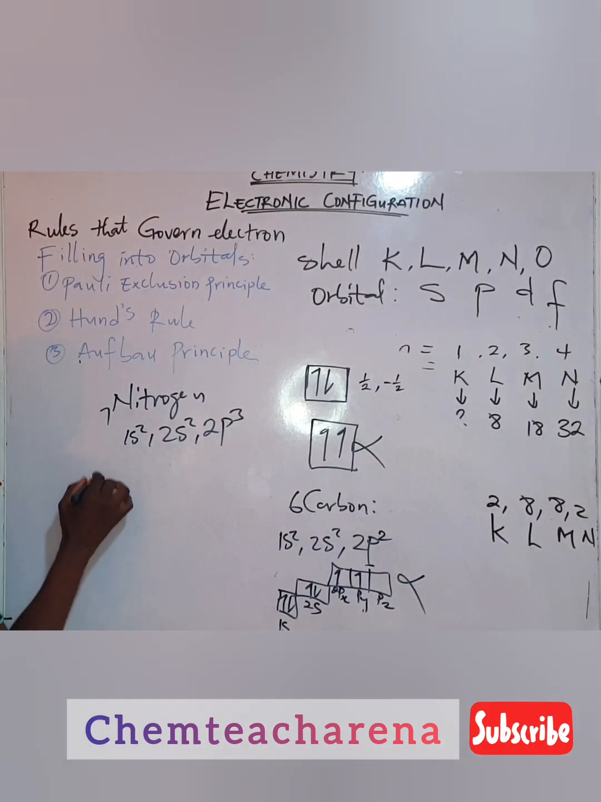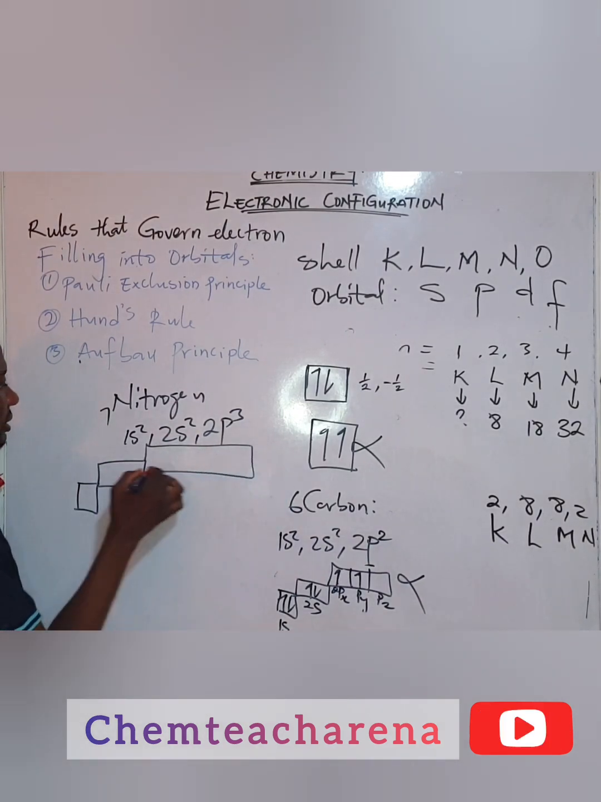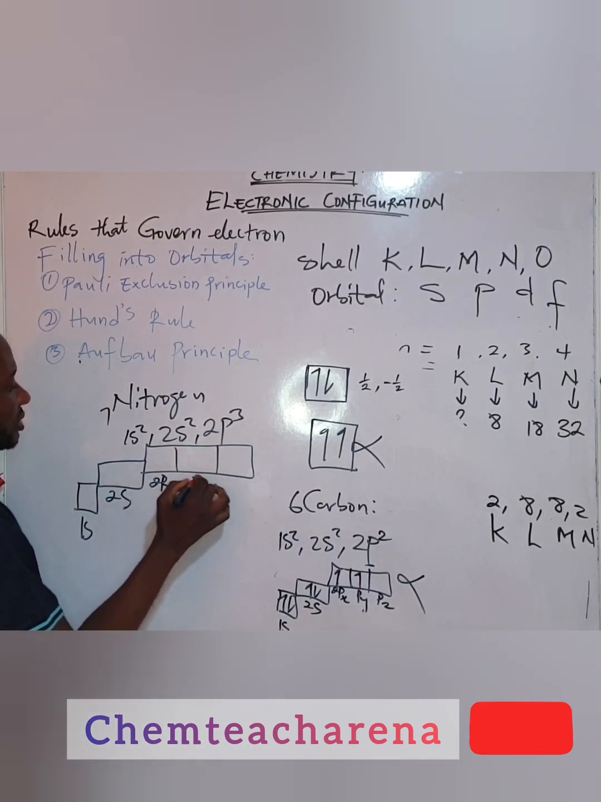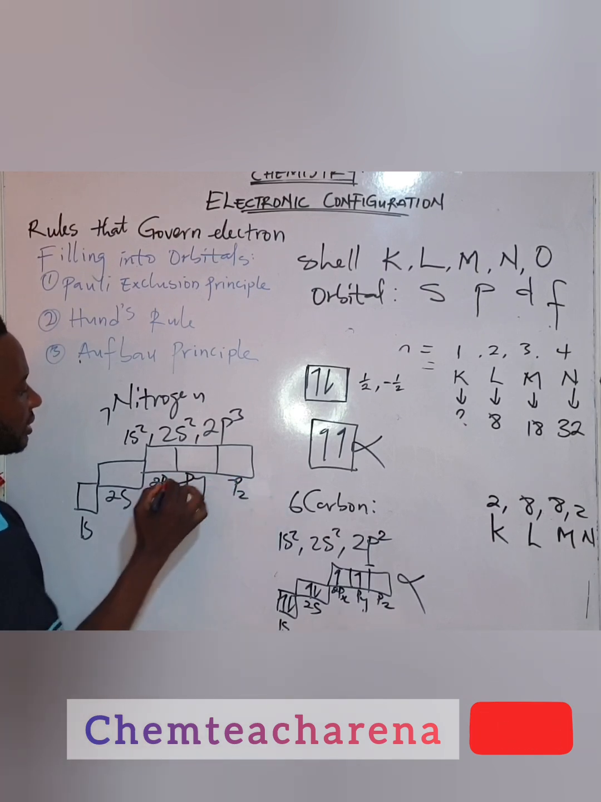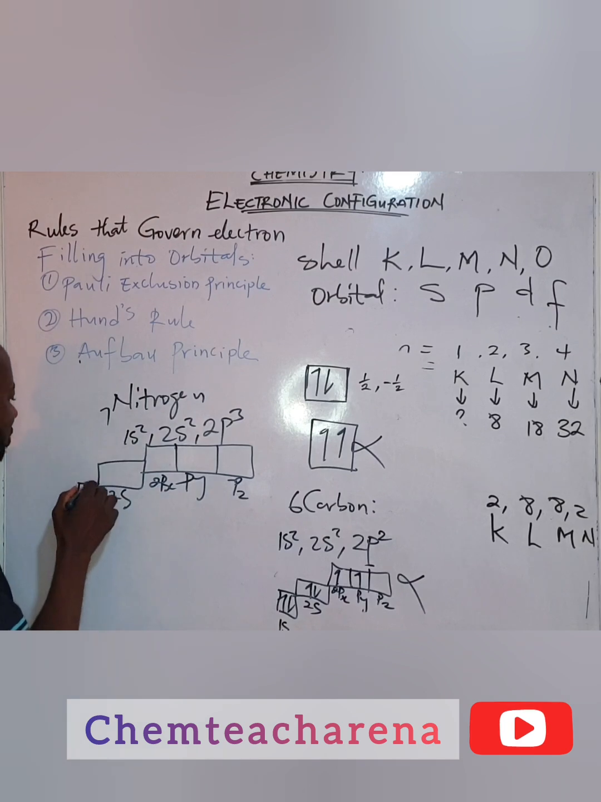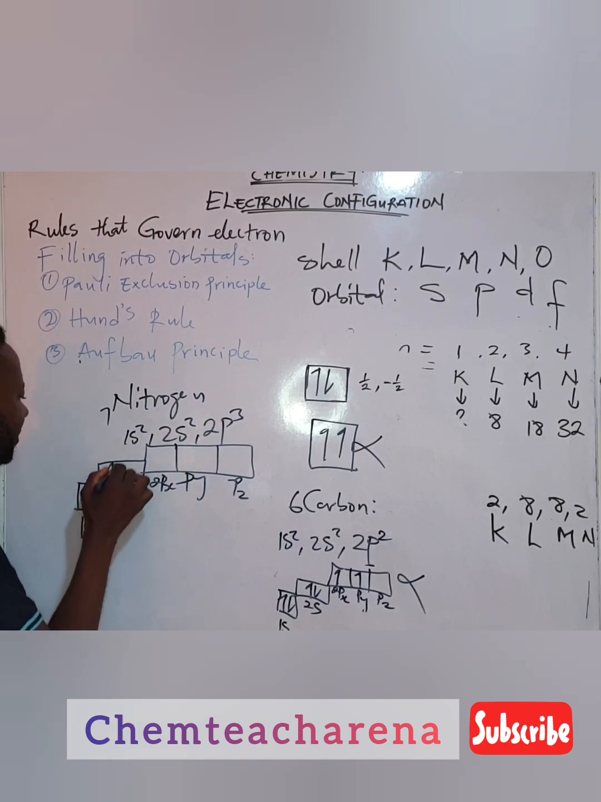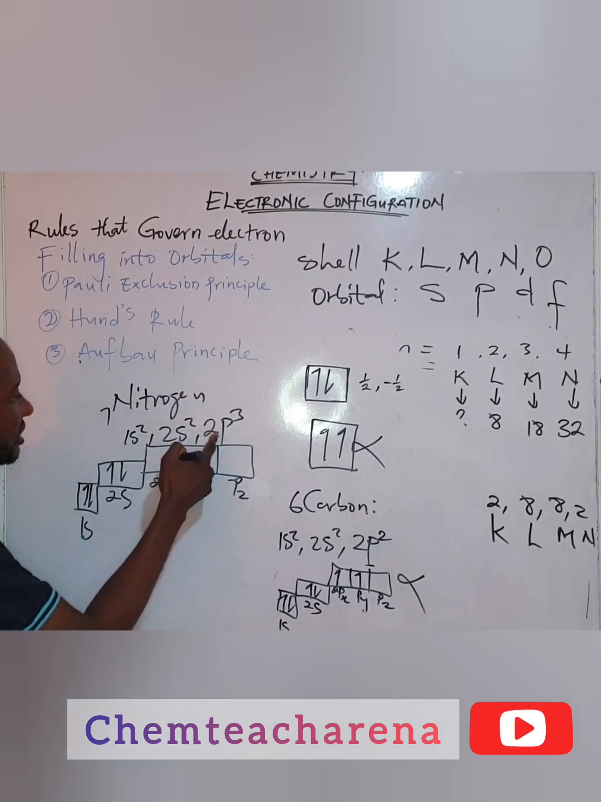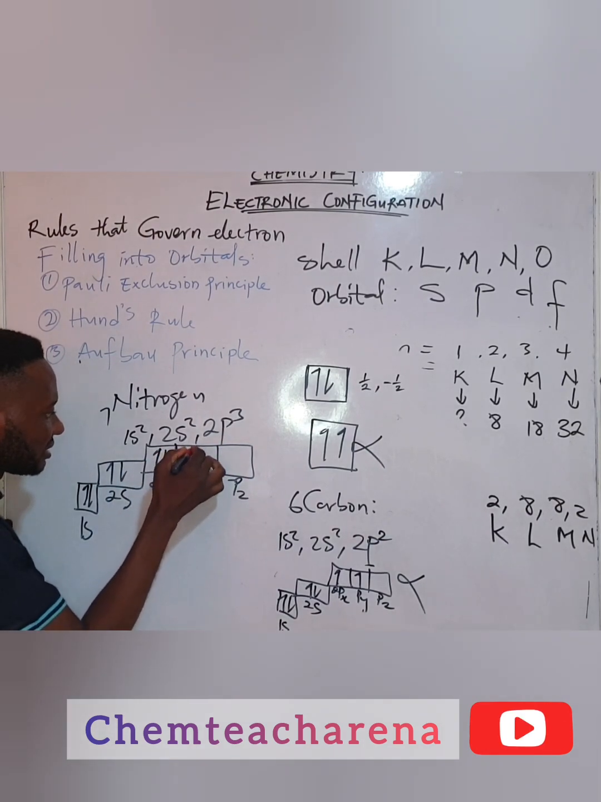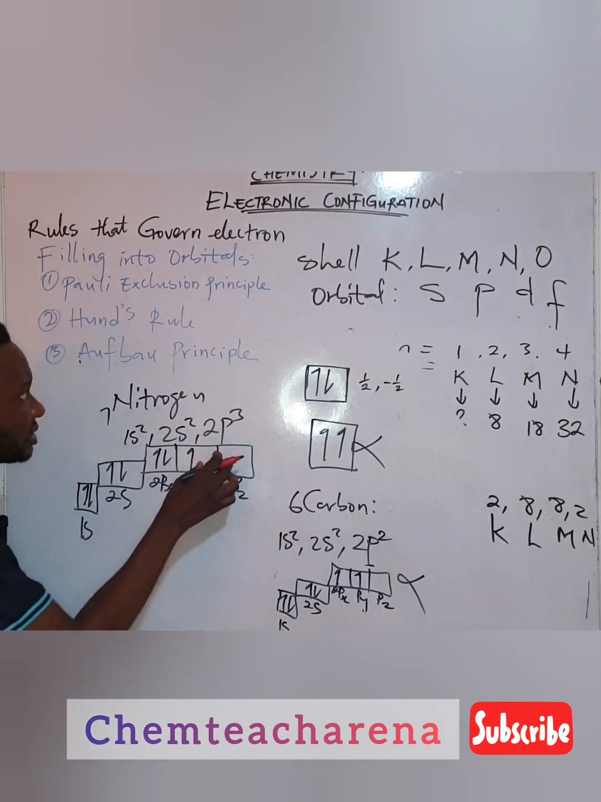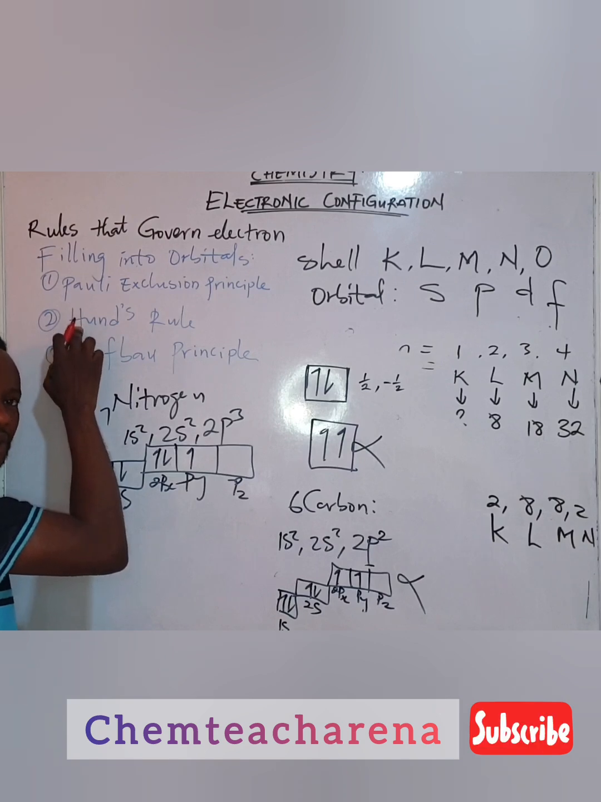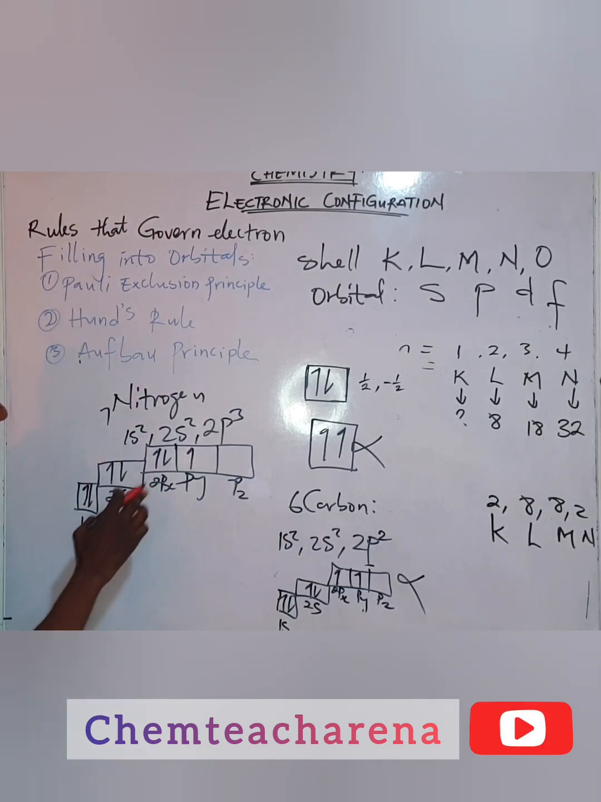So I have 1, 2, 3, 1, 2. This is my 1s, 2s, 2px, 2py, 2pz. Now, according to Hund's rule, electrons are filled singly before pairing. I've done this, and now for this 2p I'm supposed to fill. If I fill like this, I'm wrong. What I just did is violating Hund's rule.